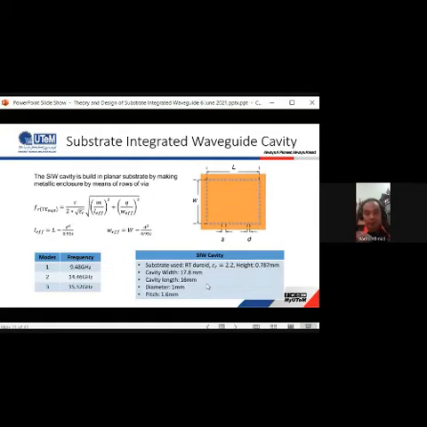You can calculate the size of the cavity, still using the Rogers substrate, and also the width, the height, and the diameter of the wires. So you can calculate the modes that exist in the cavity: the first mode is at the center frequency, which is 9.4 gigahertz. The second is 14 gigahertz, and the third is about 15 gigahertz. Okay, next.